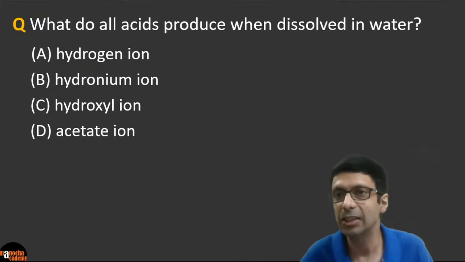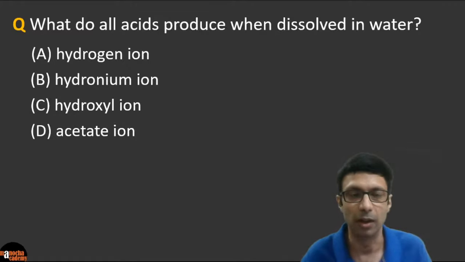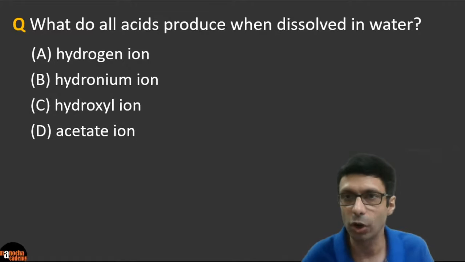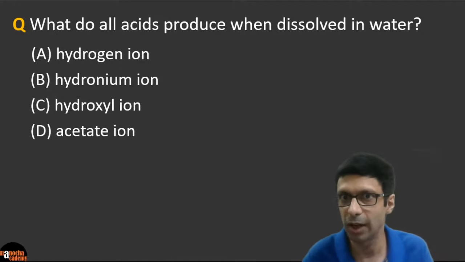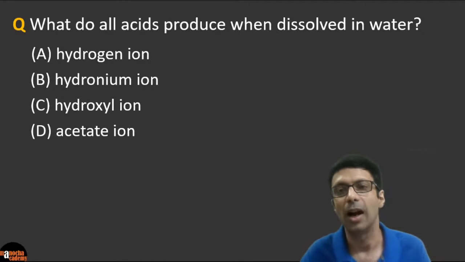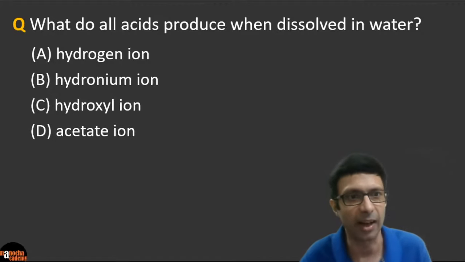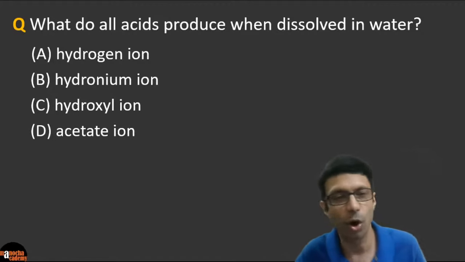What do all acids produce when dissolved in water? You know that all the acids are soluble in water. So when you dissolve an acid in water, does it produce a hydrogen ion, a hydronium ion, a hydroxyl ion, or an acetate ion? Come on, I want all of you to try here.